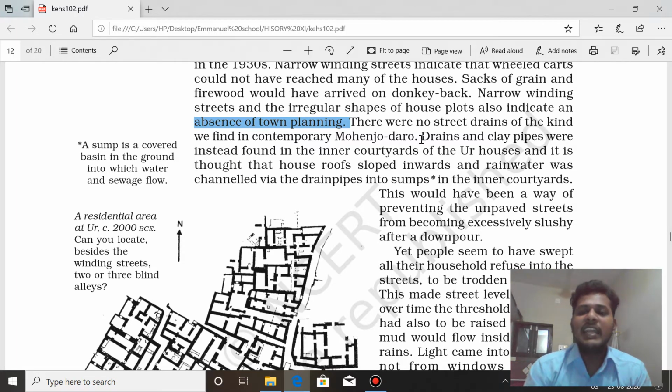But drains and clay pipes were found in the inner courtyards of houses. Okay, that is fine. You can leave this line. So you have to write.